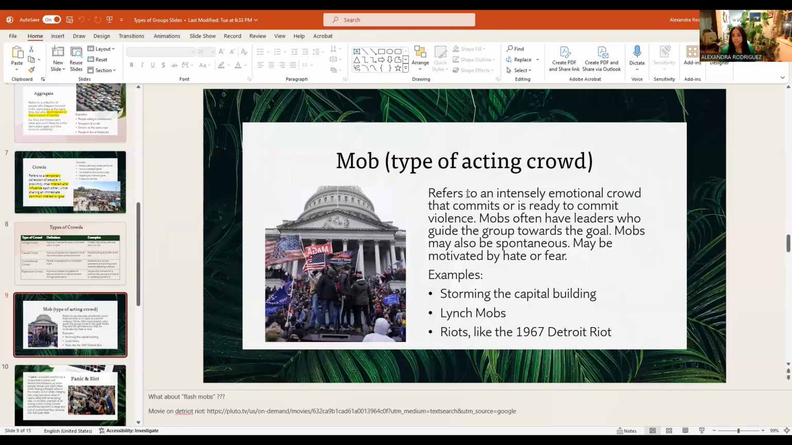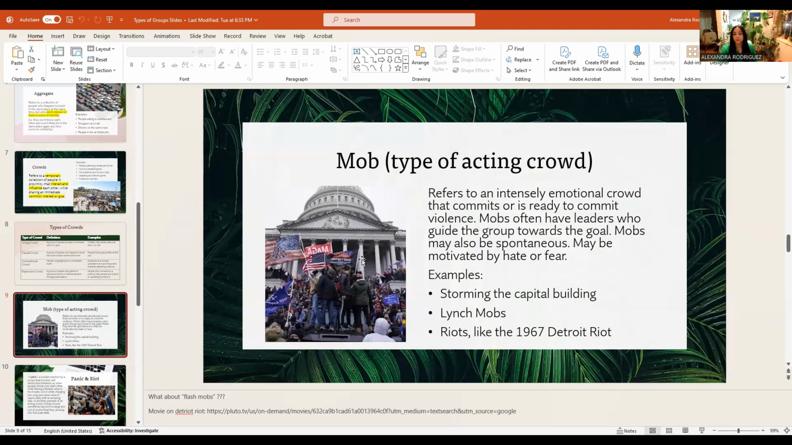even if you think of a dance mob, right? I don't know how I feel about that term because a dance mob isn't ready or planning to commit violence, but it is spontaneous and may be classified as a mob. And that's where things get a little murky. But typically, when we're talking about a mob, it's something like an uprising where people are emotional and possibly violent. And sometimes this is motivated by hate or fear.